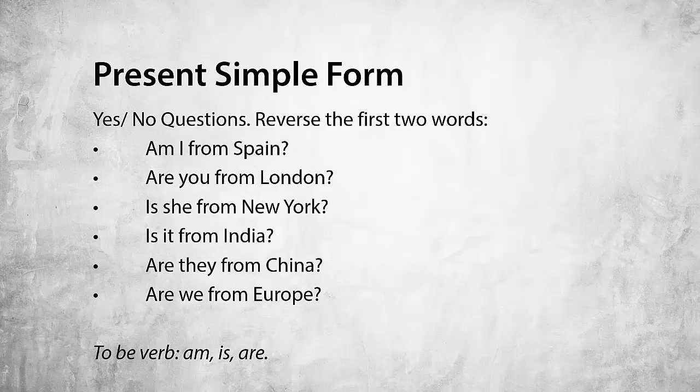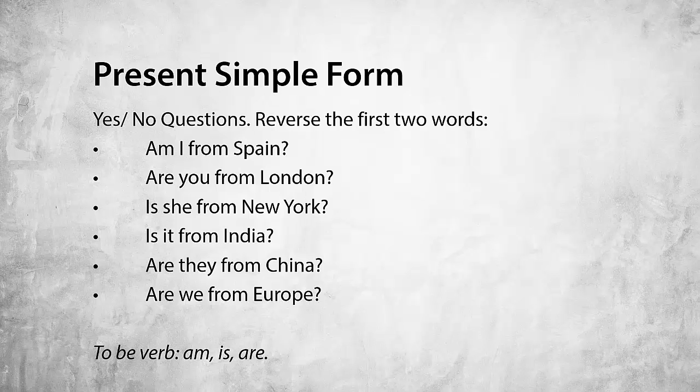Now let's create some yes-no questions. All you have to do here is reverse the first two words and add a question mark. So using the to be verb, once again, before you would say, like in the positive, I am from Spain. And now, reversing the first two words, am I from Spain? Or are you from London? Is she from New York? Is it from India? Are they from China? Are we from Europe? All we are doing is reversing the first two words, the subject and the to be verb.